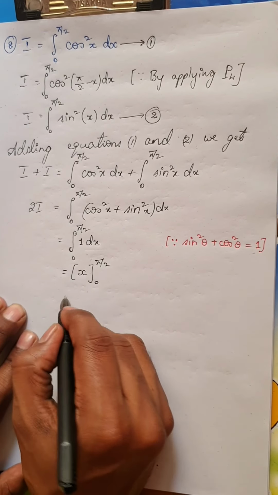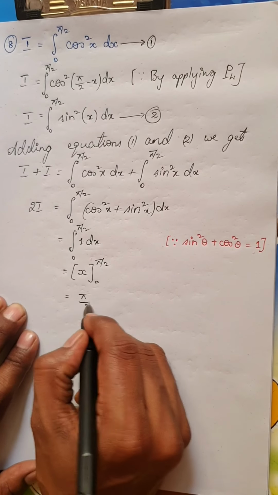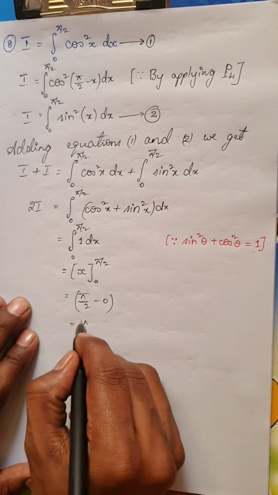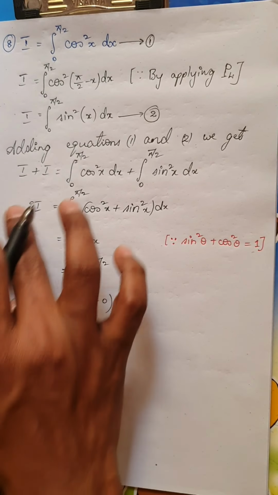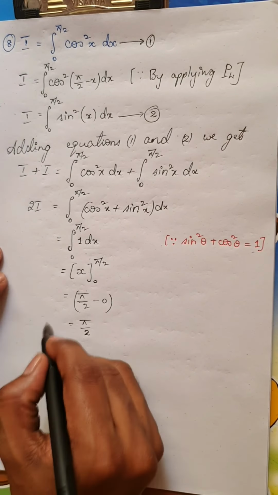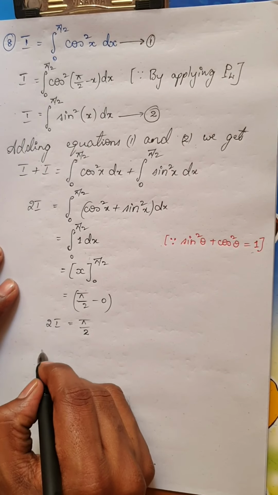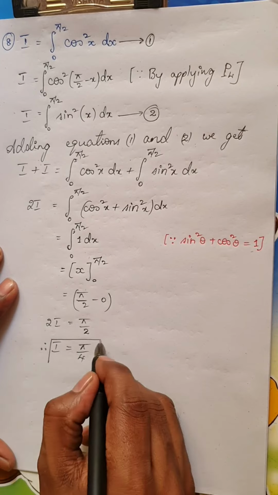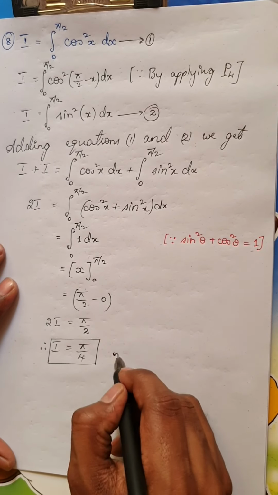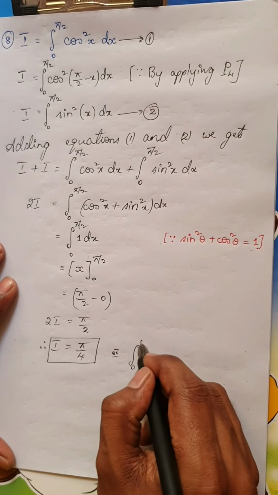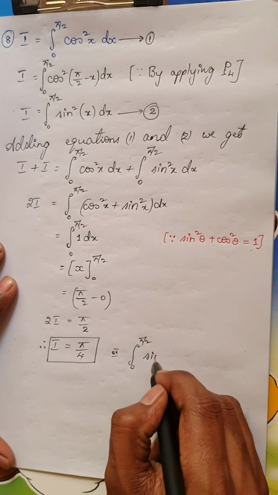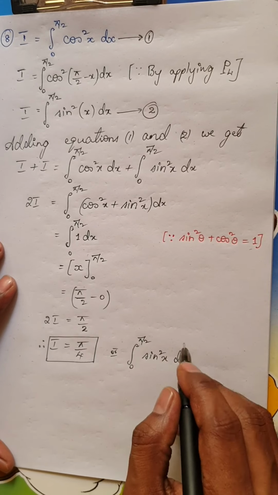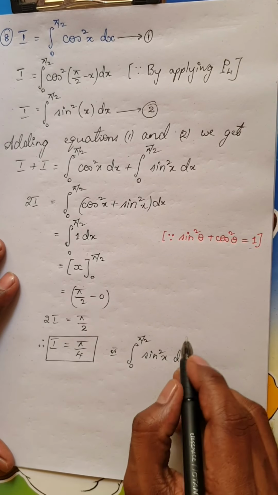If you integrate, the integral of dx is nothing but x within the limits 0 to pi by 2, so if you apply the limits it is pi by 2 minus 0, that is simply pi by 2. Remember the left hand side is 2I, so 2I is equal to pi by 2, therefore I is nothing but pi by 4. Very simple question. Or you can say integral 0 to pi by 2 sin square x, sorry, it is cos square x, isn't it? Even if it is sin square x, it would be pi by 4 itself.